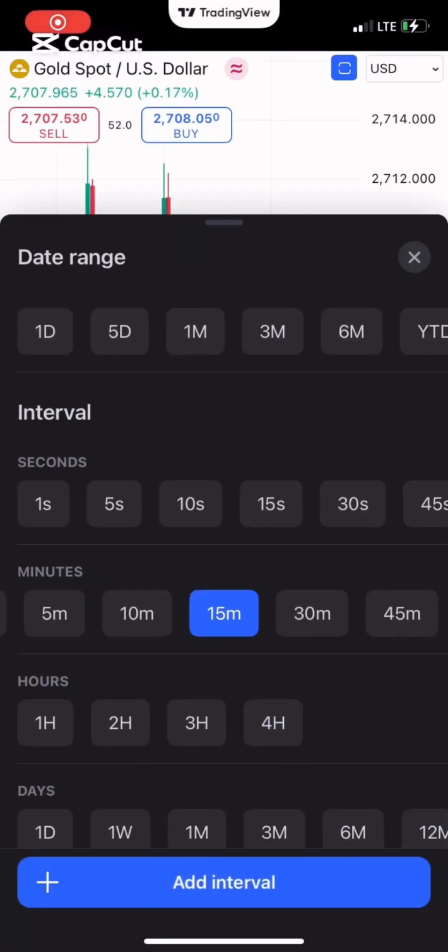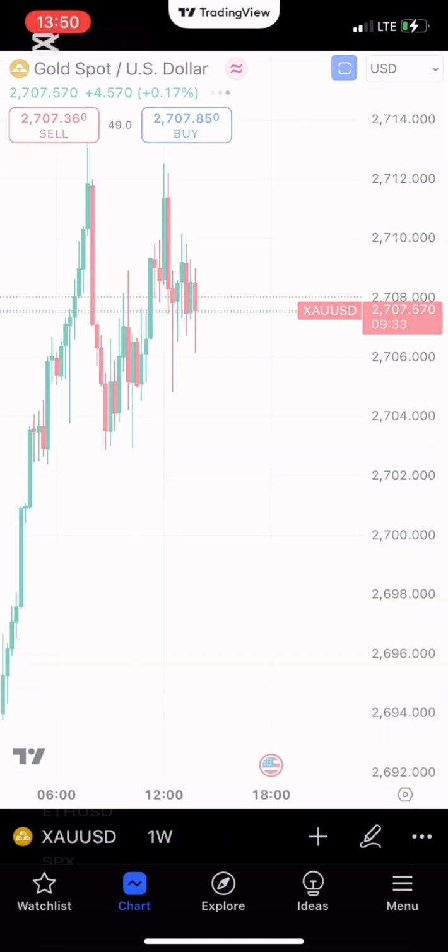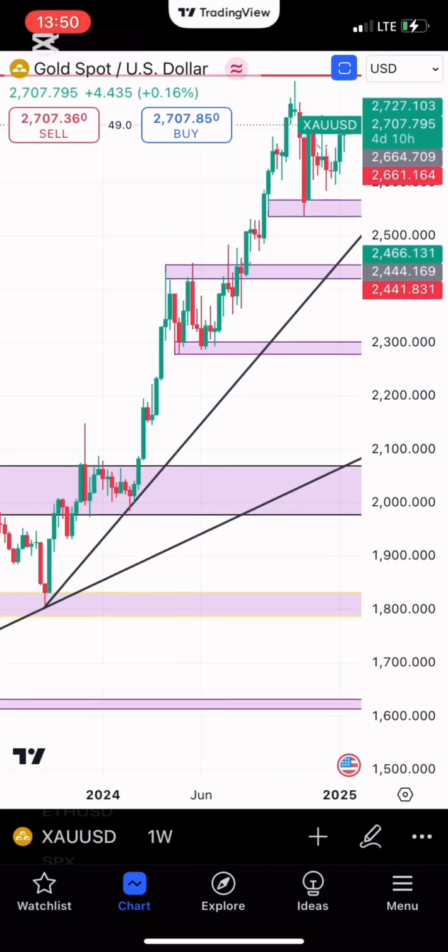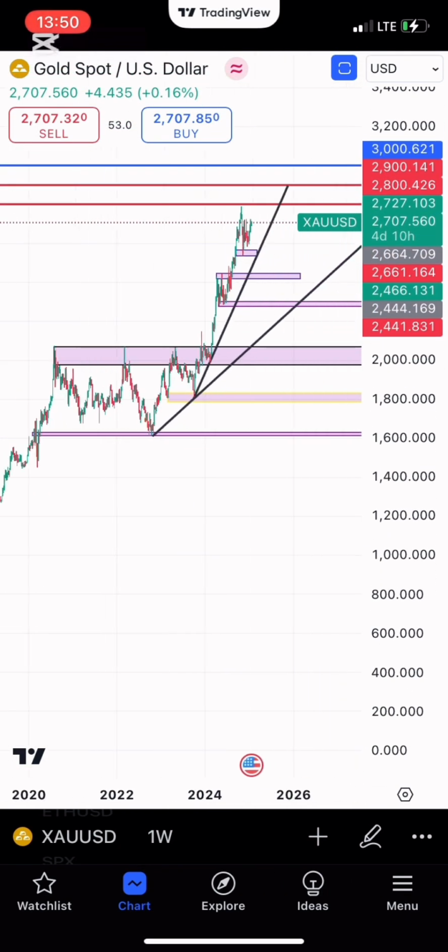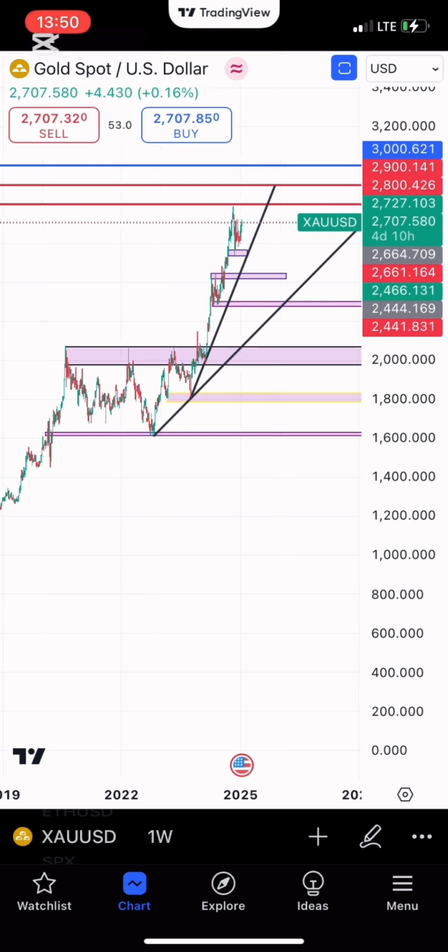This is how I analyze my gold trading every weekend before Monday. So I first of all go to my 1 week chart. Hold on, let me delete all this so we can do it all together.